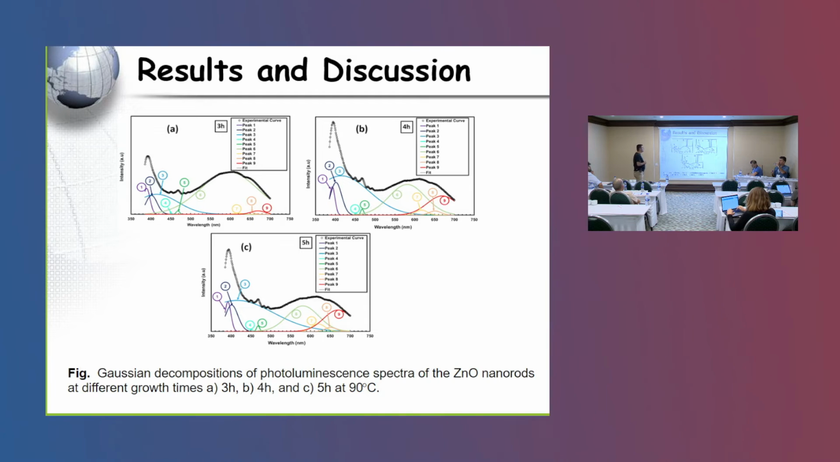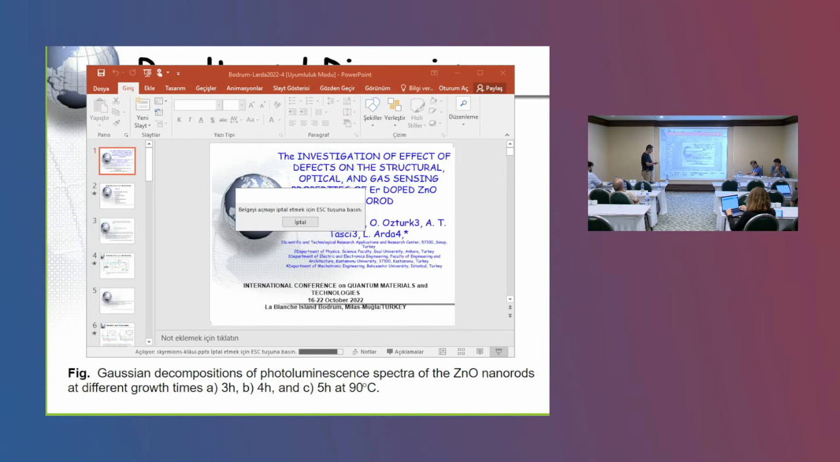Look at this. After this procedure, we found nine sub peaks, and the first and the second peaks are for the near band emission.